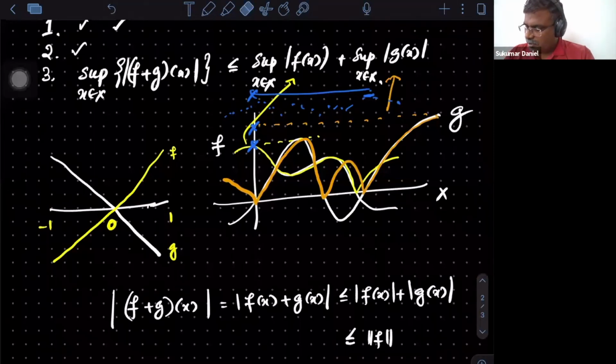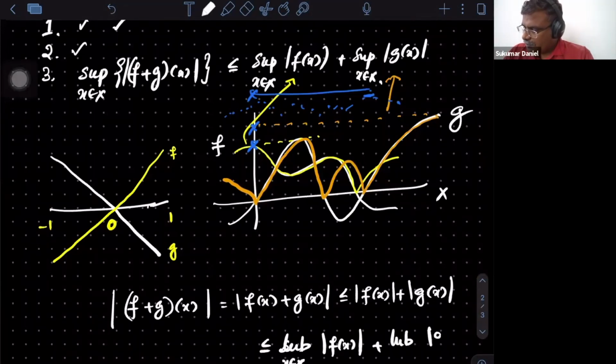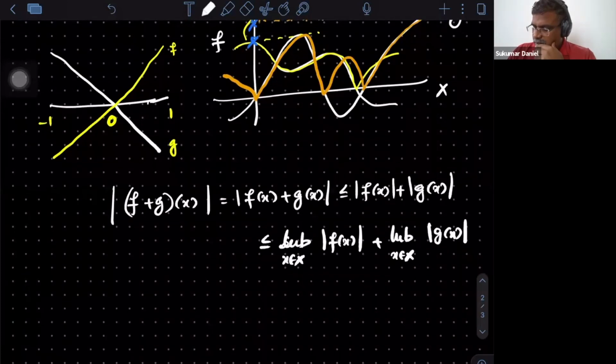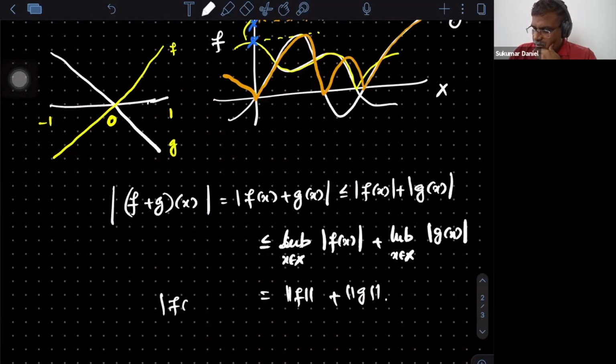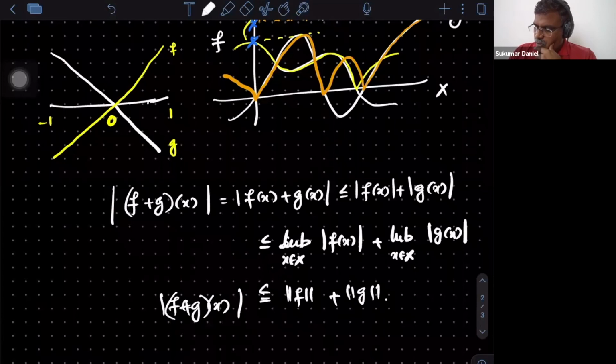Or if you want, I can write this. Maybe I'll write this again. So this is less than or equal to taking LUB of all such things. Similarly, this is LUB of such things. And that turns out to be nothing but norm f, and this is norm g. So what we have proved, remember this inequality, is that mod of f plus g of x is less than or equal to this. This is what we have proved if I put all the inequalities.